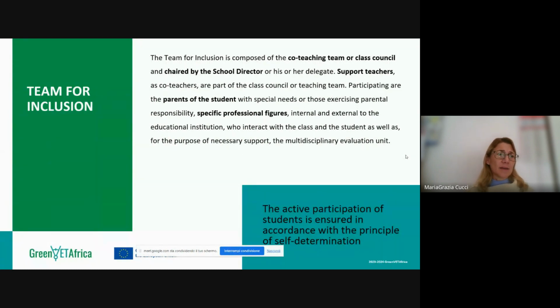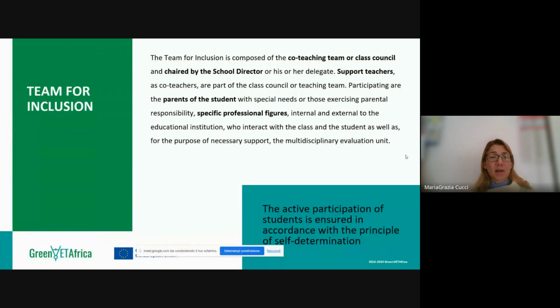We do not do this document alone. There is a team for inclusion. The team for inclusion is declared inside the document, and this is made by somebody chairing, a delegate of the school director, or directly the school director, but sometimes the school directors have too many things to manage. So maybe it is good to have a delegate, a specific delegate for this subject. And then we have the teachers of the students, the co-teaching team, or the class council.